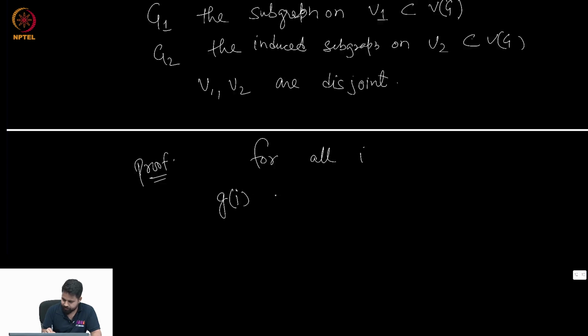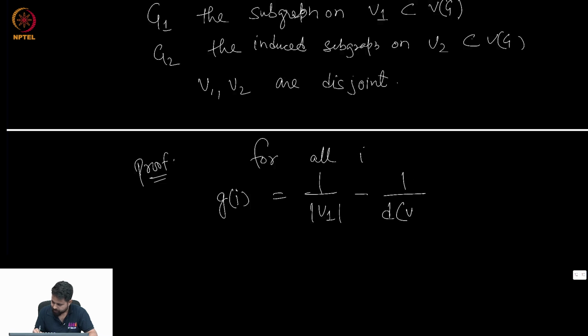So gi is 1 divided by the number of vertices in V1, and then maybe this distance, the distance between V1 and V2, times this 1 over |V1|. Very soon you will get some intuition why I am writing this. And then plus 1 over |V2|, and then you multiply this quantity.